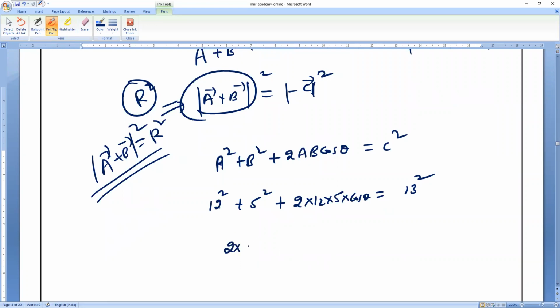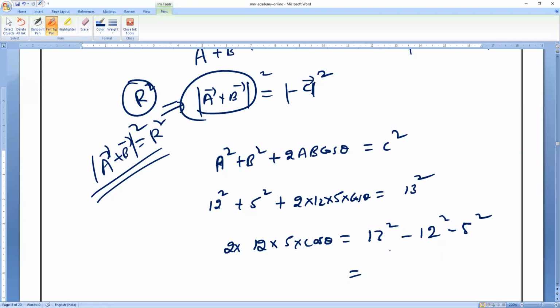Next. So 2 into, you can check it here, all of you. So now this all I will send to that side. So 2 into 12 into 5 into cos theta, which is equals to here, 13 square minus 12 square minus 5 square. Does everyone understand? Any doubt? Anybody can ask. Clear? Understood or not? Yes, sir. So now find the values and let me know.